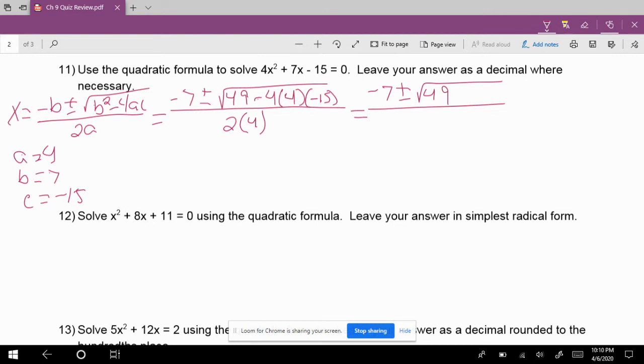So when you are multiplying, you want to think, change colors real quick. You are multiplying these 3 numbers. Think of that 4 as negative. Okay, so negative 4 times negative 15. We have a negative times a negative, which is a positive. So this turns into plus. And if you multiply those together, it gives you 240. And then our denominator is 2 times 4, which is 8.